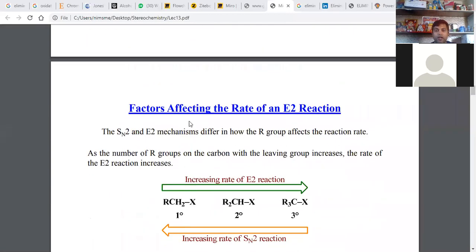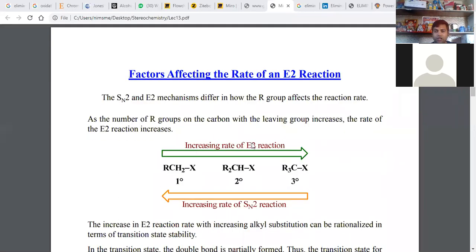Now, what are the other factors affecting the rate of an E2 reaction? As the number of R groups on the carbon with the leaving group increases, the rate of the E2 reaction increases. You can see here, increasing rate of E2 reaction. The rate of reaction in tertiary alkyl halides is more compared to secondary and primary. The rate of E2 elimination is highest in tertiary alkyl halides, but in the SN2 reaction, this is opposite. Okay.